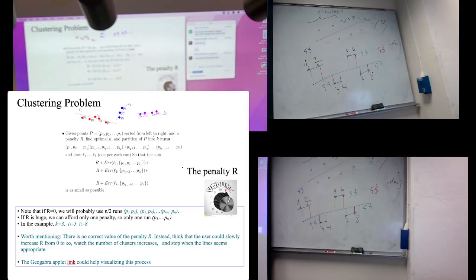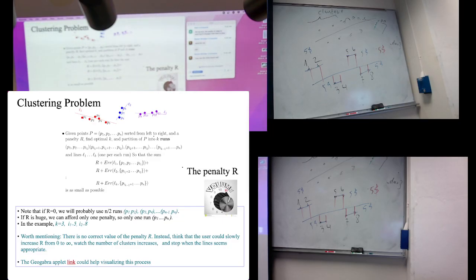And then I'll tell the user that what you are paying in general is some penalty per each cluster. We'll call this penalty R. One penalty per each cluster that you use, plus the error that you're getting between the best line that fits this cluster. Again, what the user needs to pay once the user decides about the clusters is R dollars per each cluster, plus the errors between the best line for this cluster, called L1 here, and all the points in this cluster.